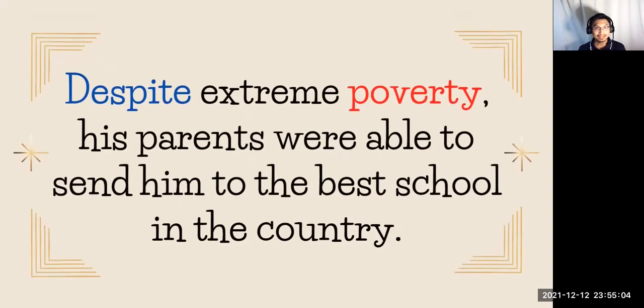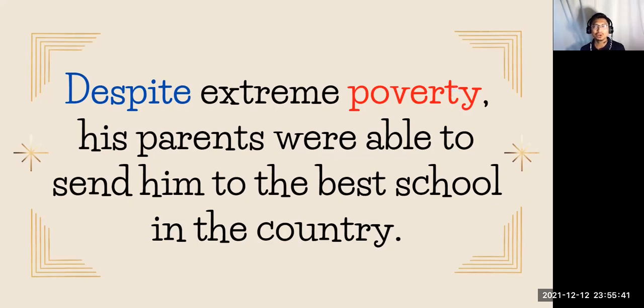To make it a lot clearer, let's take a look at this example. Despite extreme poverty, his parents were able to send him to the best school in the country. Now, what's the contrast here? So we can see the word poverty. Well, we know that it's difficult to go to a good school, much more the best school if you're poor. Most of the time, rich people or those who have enough or more than enough money can actually afford to go to the best schools, right?